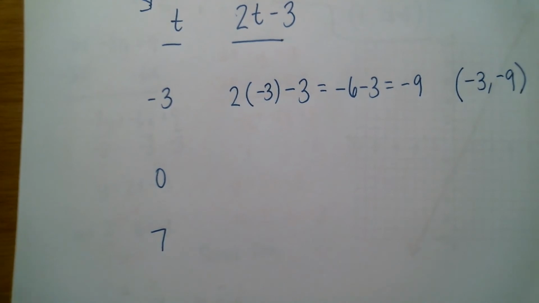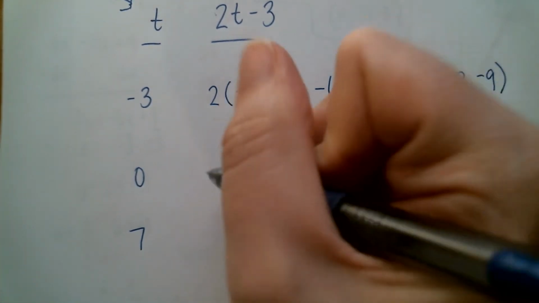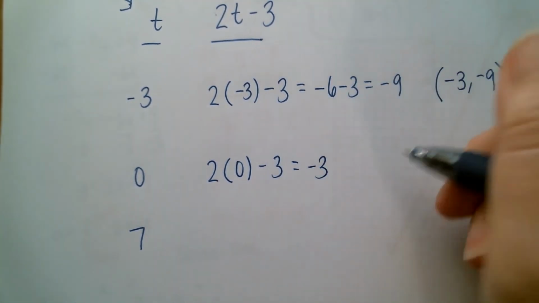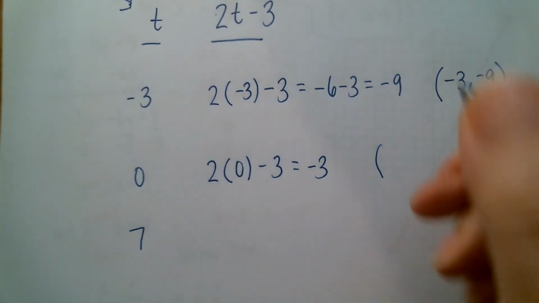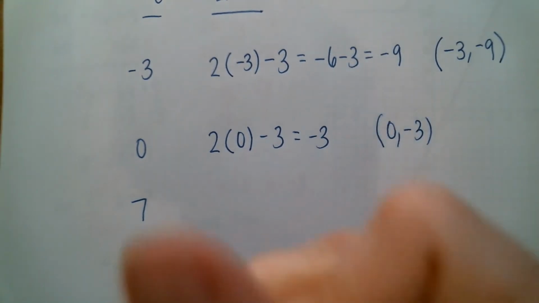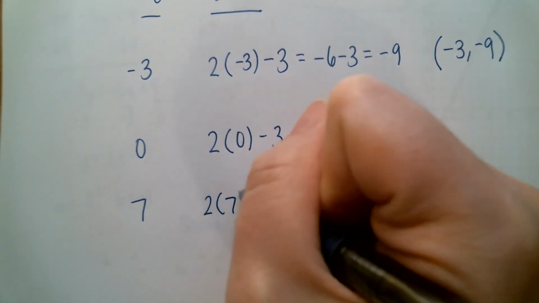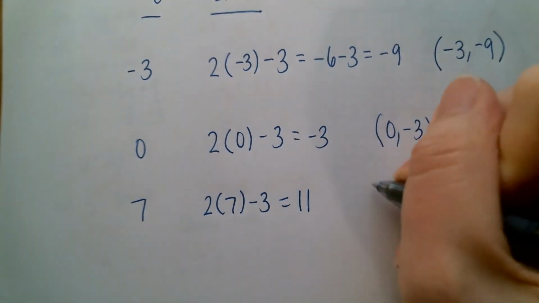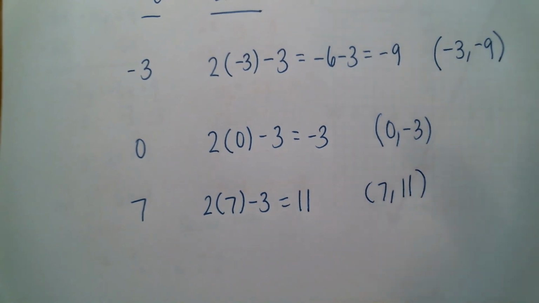So what that tells me is that (-3, -9) should be a point on the line. Okay, and then I plug in 0. 2 times 0 minus 3, I get -3. So (0, -3) should be a point on the line. Then 2 times 7 minus 3. 14 minus 3 is 11. So (7, 11) should be on the graph.